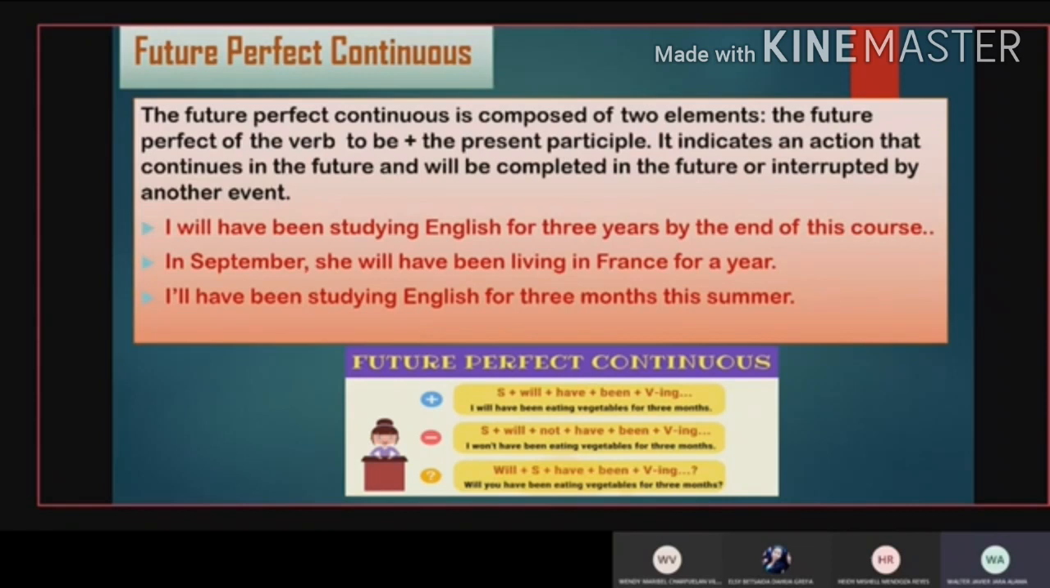In September, she will have been living in France for a year. I will have been studying English for a month this summer.